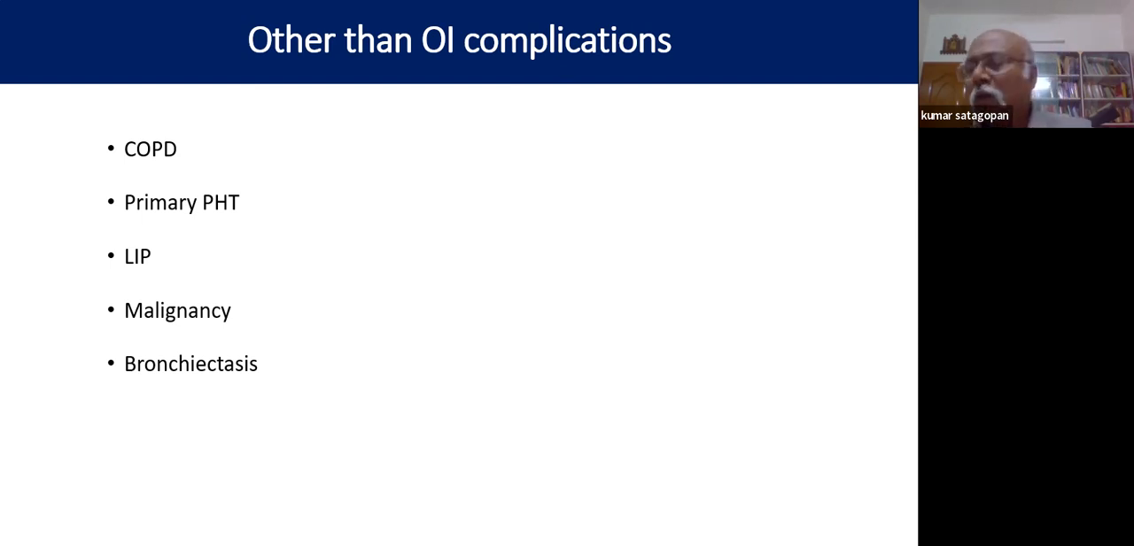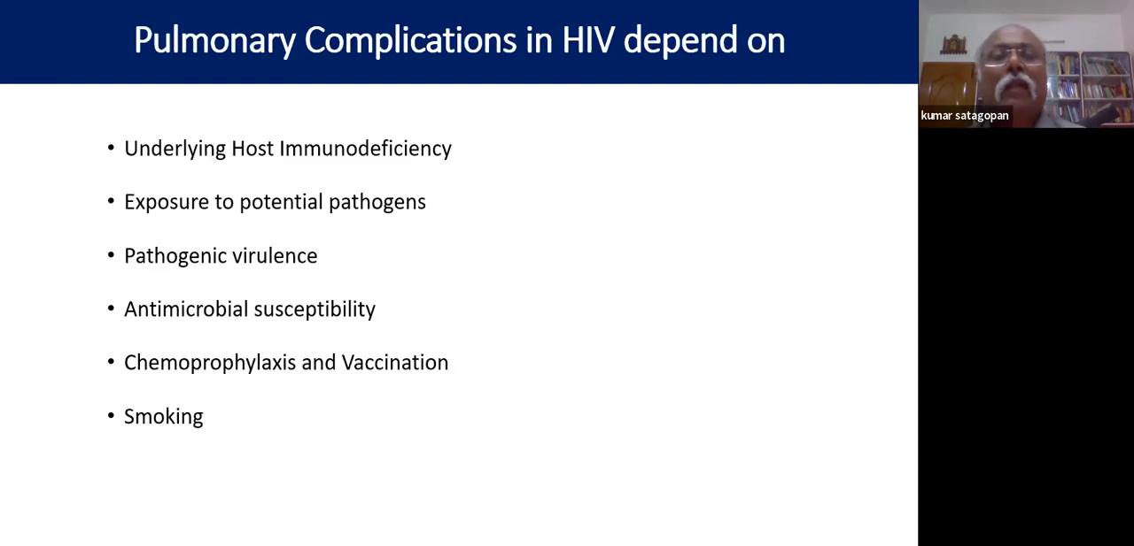Next slide. So what is the other thing we have to see? Next slide. So what are the take-home points in a pulmonary complication? It depends on the underlying host immunodeficiency. So you have to find out, apart from the HIV, whether they have diabetes mellitus or CRF, or any other bronchiectasis or COPD. Then exposure to potential pathogens, work history, occupational history, whether they are exposed to any carcinogens to rule out carcinoma lung, whether any occupational lung disease coexisted. So the exposure history is important.